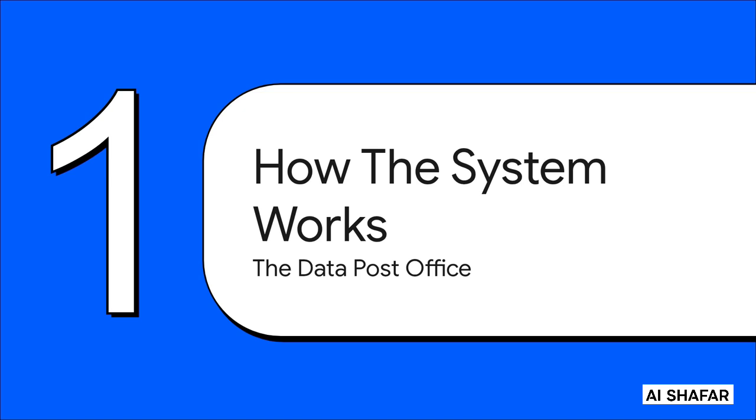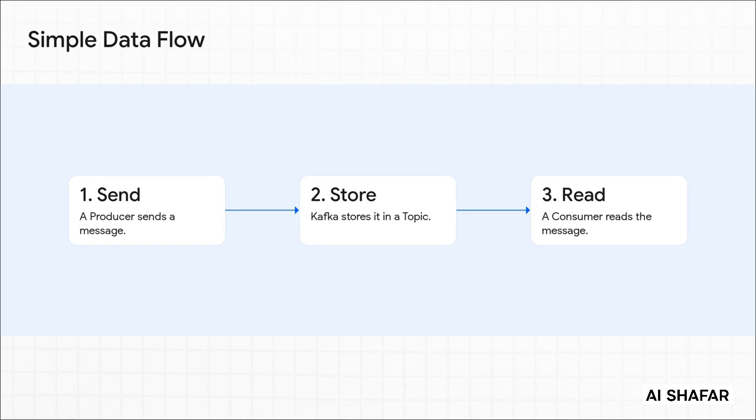So this data post office idea sounds cool, but how does it actually work? Let's take a quick look under the hood. You're going to see it's actually beautifully simple. The whole thing really boils down to just 3 easy steps. First, an application, which we call a producer, sends a message. Just think of that as someone dropping a letter into a mailbox.